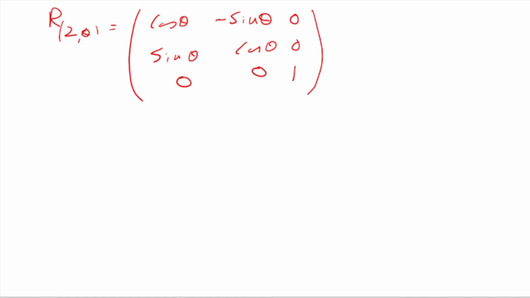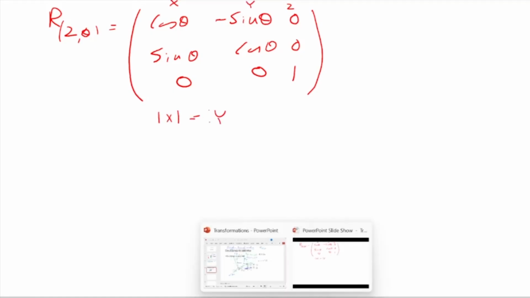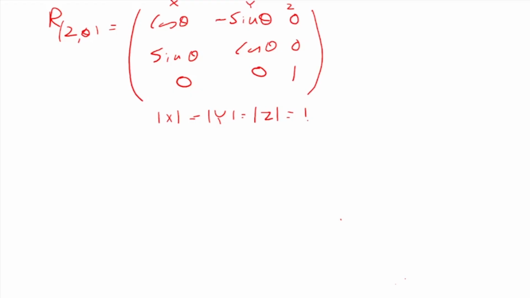Now it has some very interesting properties. Each of the columns, if this is my x and that's my y and that's my z, the mod of x is equal to the mod of y is equal to the mod of z is equal to 1. So each of the columns has magnitude 1. Why is it equal to 1? Because we defined our axes as unit vectors, and hence the mod of each of these columns is equal to 1. Now this matrix is also called a proper orthonormal matrix.